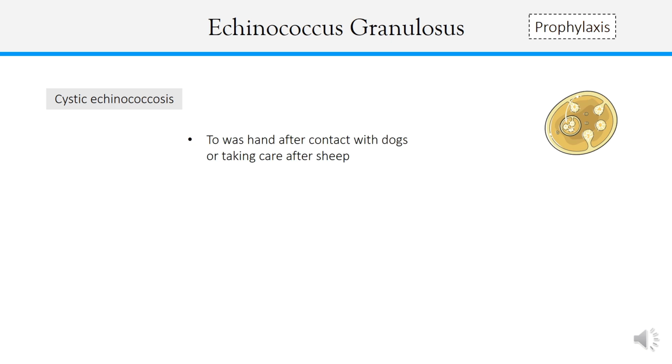and treatment. In order to prevent cystic echinococcosis, the infection caused by Echinococcus granulosus, it is important to wash hands after contact with dogs or taking care of the sheep. Also, it is important to do very simple things. It is important to wash fruits and vegetables and to boil water.